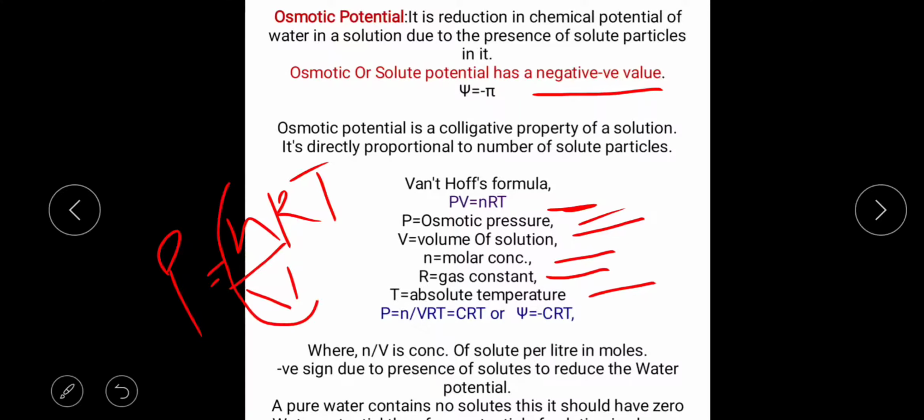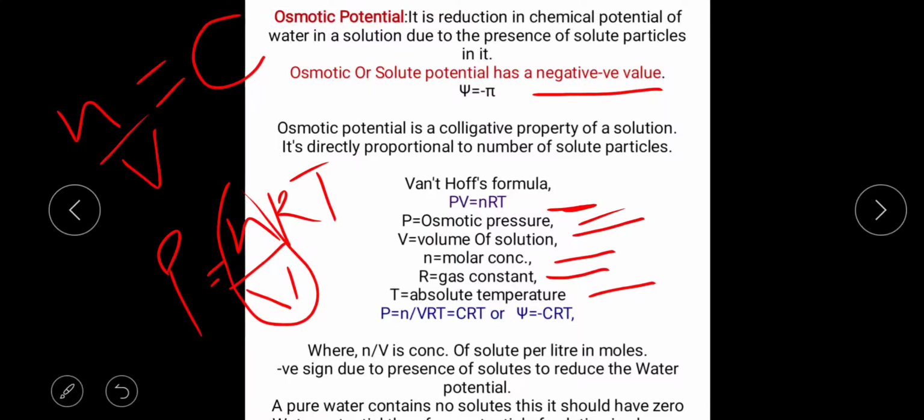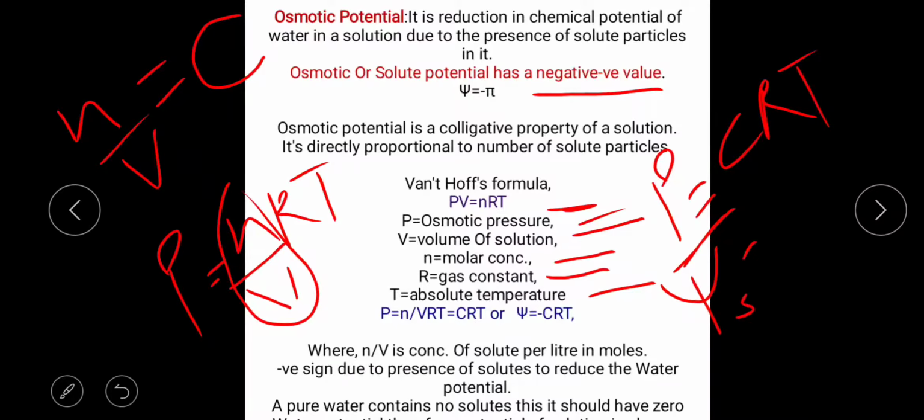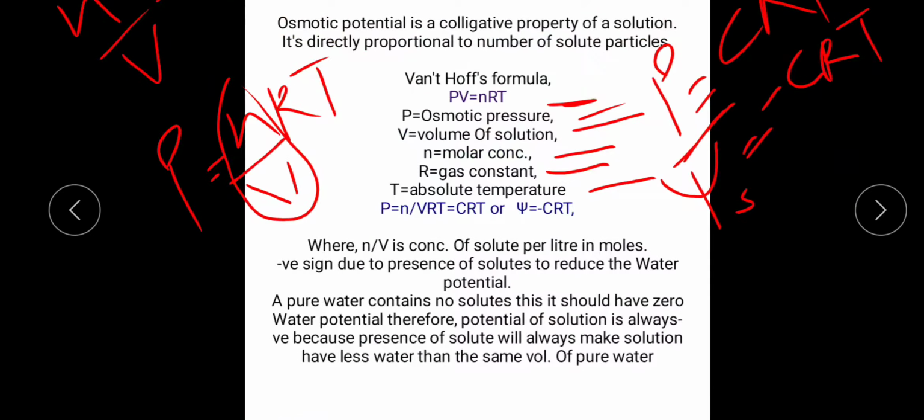So n by V, that is n by V is equal to C, the concentration of the solute per liter in moles. So here P becomes equal to CRT. This P value we can put in psi s also, so psi s becomes equal to minus CRT. So you can do the calculation of osmotic potential in this way. So psi s is equal to minus CRT.